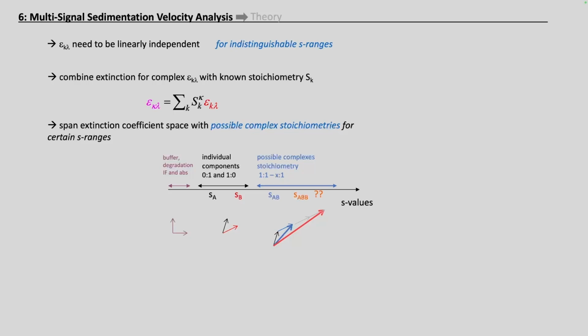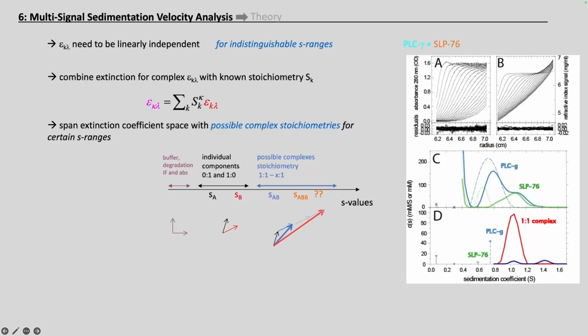Remember, our multi-signal c(S) is a model that we construct, and we can embed constraints and test hypotheses if we wish. You may remember our earlier example of PLC gamma and SLP76 peptides sedimenting in a mixture, which was observed by absorbance at 280 nanometers and also with interference optics. Previously, I showed you how it is possible to model this data nicely as a Lamm equation solution for an interacting system where the two proteins form a slowly dissociating one-to-one complex.